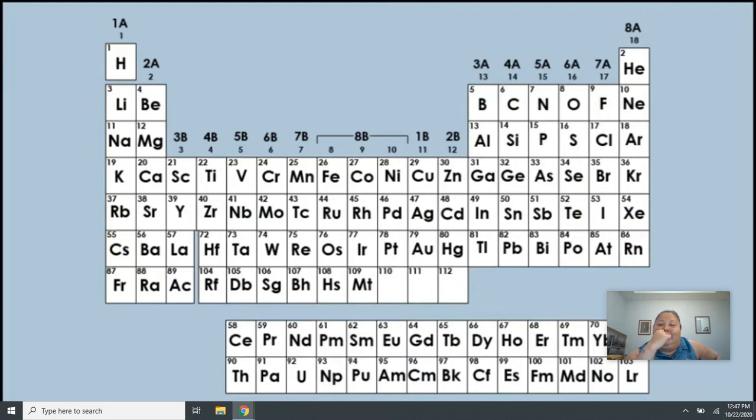Many periodic trends, or the tendencies of elements to express certain characteristics, can be observed on the periodic table. These trends include atomic radius, ionization energy, electron affinity, and metallic character.